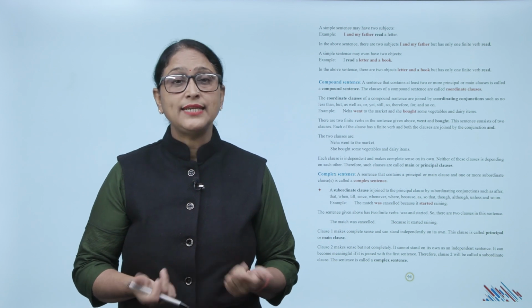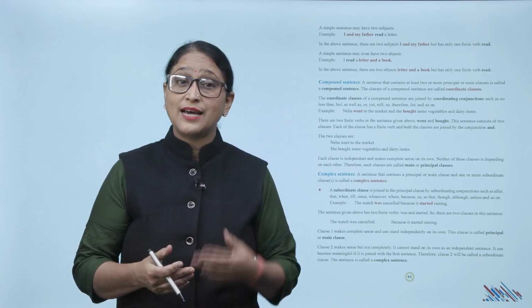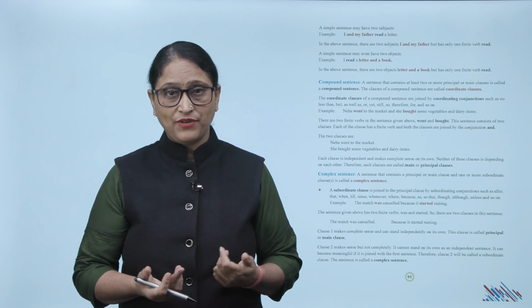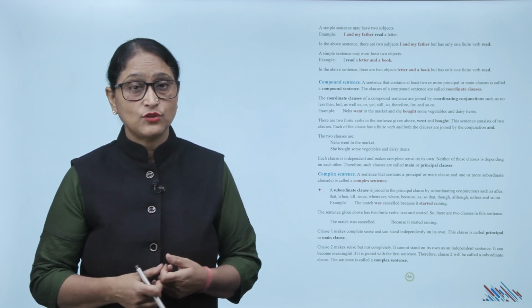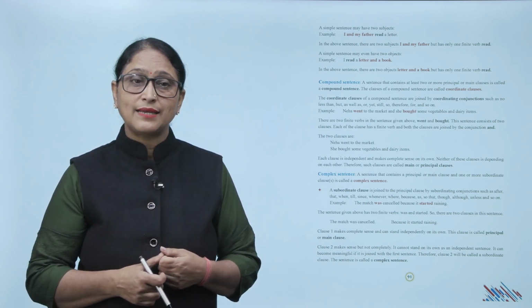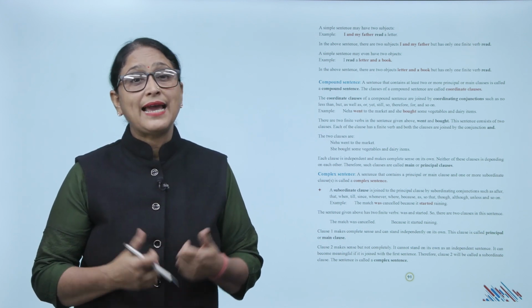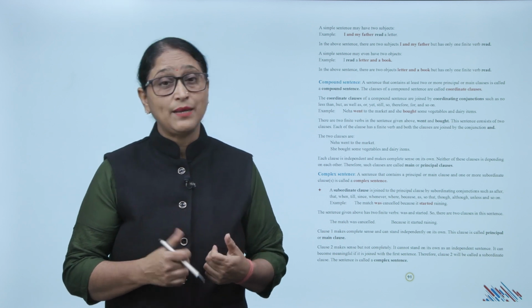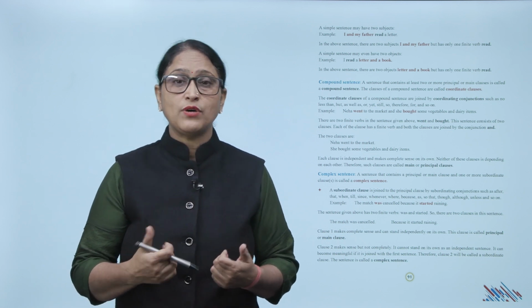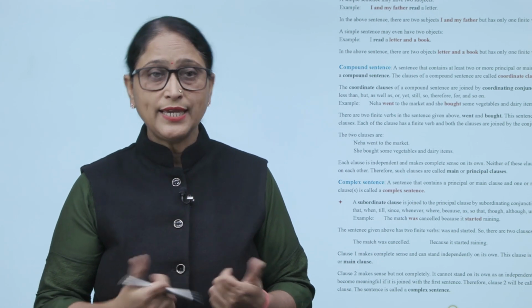A simple sentence may have 2 subjects. 2 subject भी हो सकते हैं simple sentence के. Example, I and my father read a letter. In the above sentence, there are 2 subjects, I and my father, but has only one finite verb, read. A simple sentence may even have 2 objects. 2 object भी इसके हो सकते हैं. Example, I read a letter and a book. In the above sentence, there are 2 objects, letter and a book, but has only one finite verb, read. Finite verb एक ही है, read.